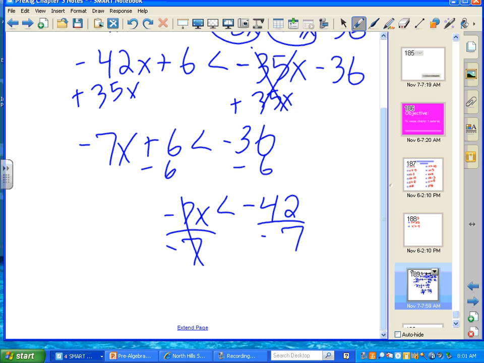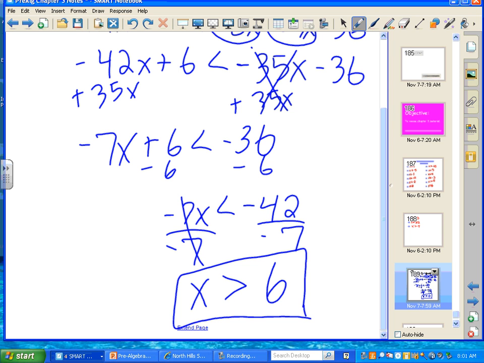Just take your time. So what do we do with the inequality sign at a step like this? Alyssa? Good. Flip it. If you multiply or divide by a negative, flip the inequality sign. So there's how you get x is greater than 6.